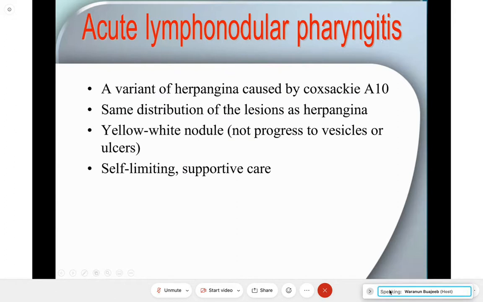Acute lymphonodular pharyngitis. This is just to know about the name. Actually, it's a variant of herpangina and also caused by Coxsackie virus. It has the same distribution as herpangina, meaning just the area of the soft palate, uvula, and tonsillar fossa. What occurs is just a yellowish white nodule, not progressing to vesicle or ulcer, and it's self-limiting, with just supportive treatment. The lesion can disappear by itself.